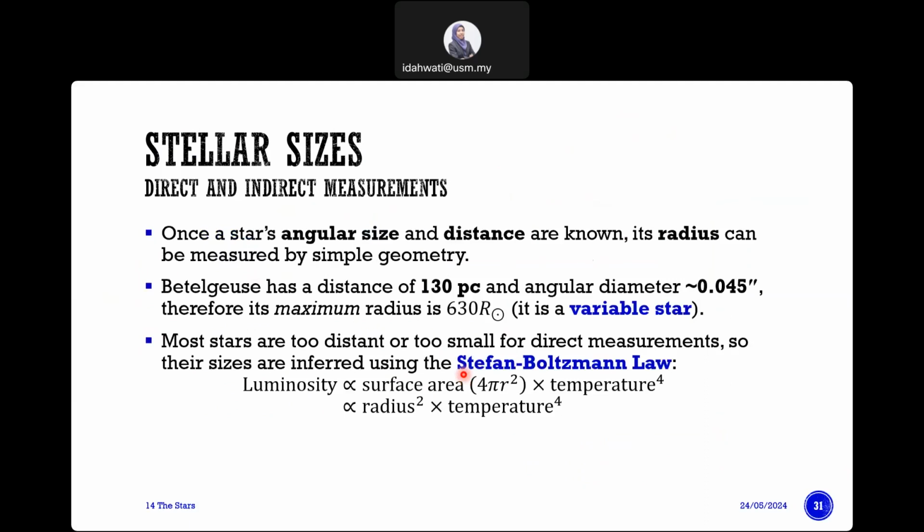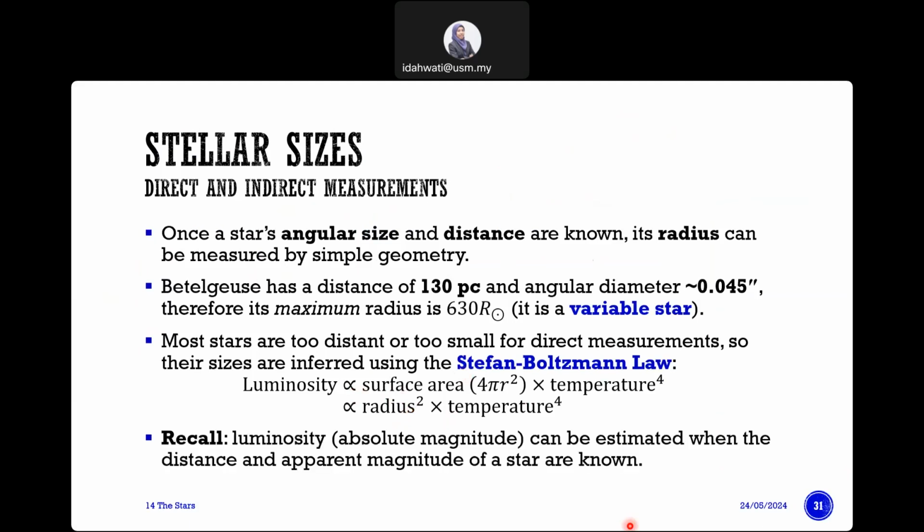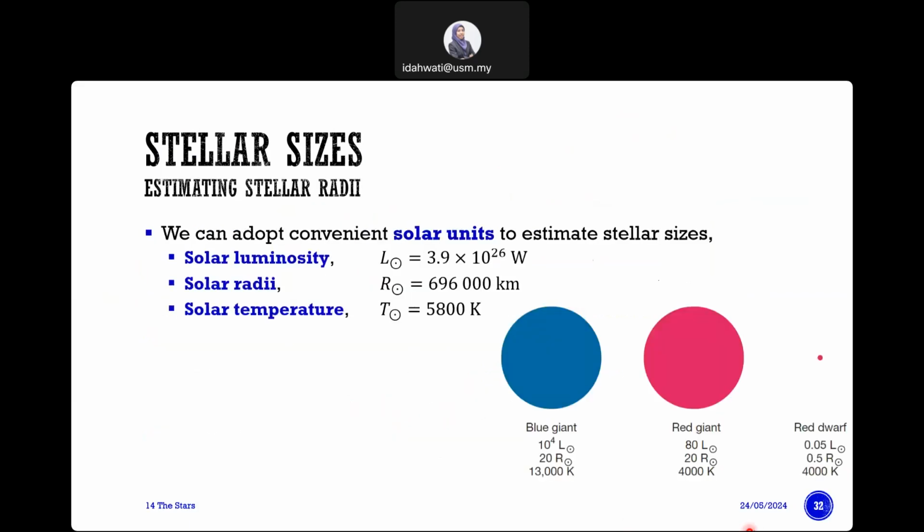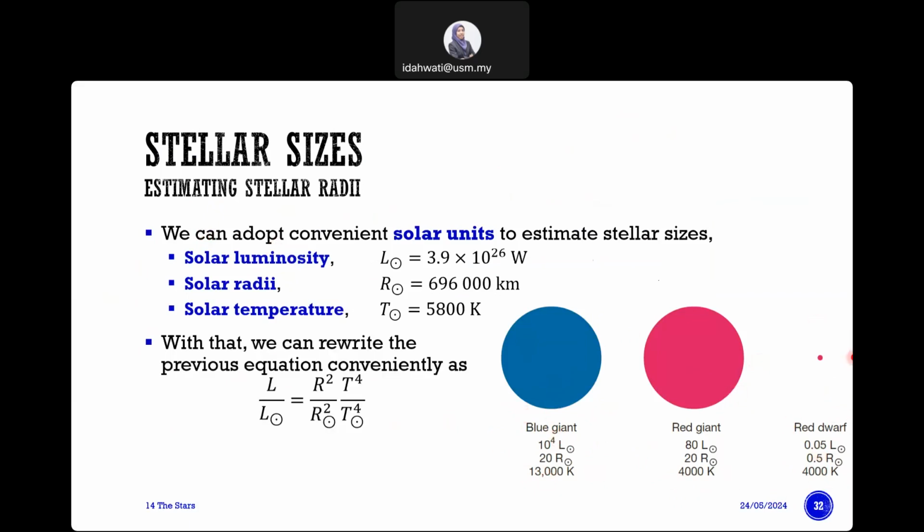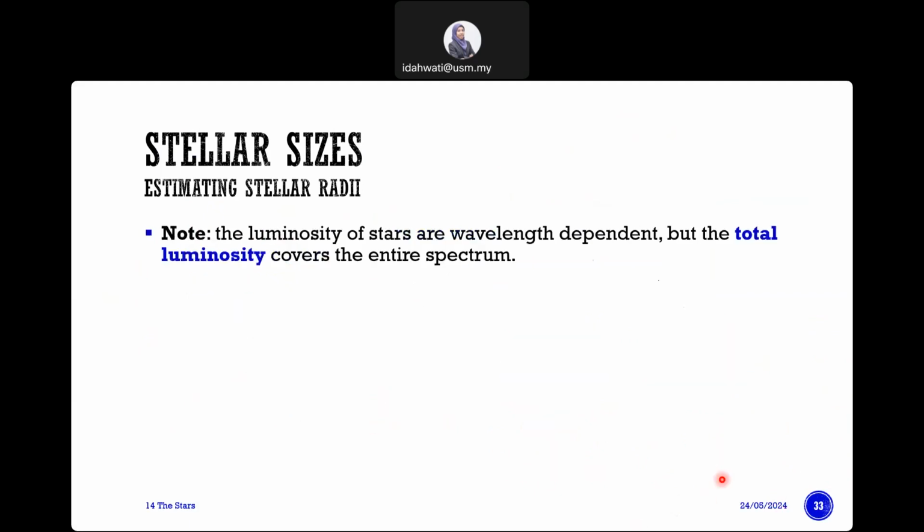Okay, this one is for the Stefan-Boltzmann law. You can see the relationship between luminosity, area, temperature, and also radius. These are the three constants for luminosity, radii, and solar temperature. You can see the properties here for blue, red giant, and the red dwarf, and how these three parameters vary from the blue to the red, and also the red dwarf. These are the relationships. We can write the equation as L equals R squared T to the power of 4. So this is the relation here.